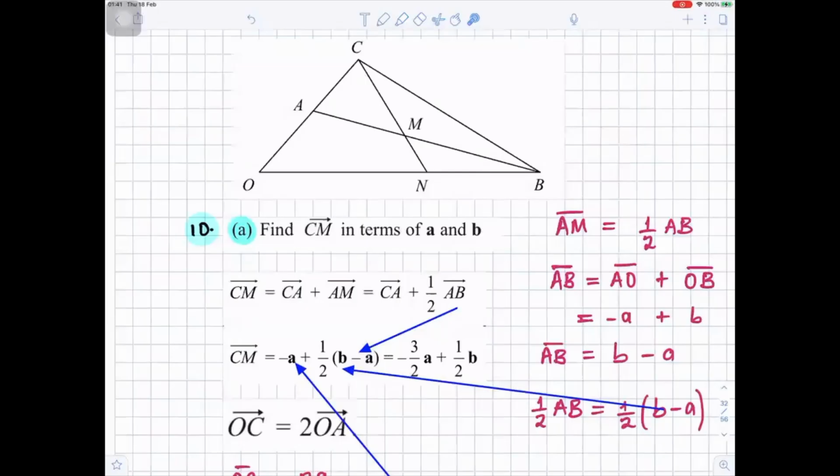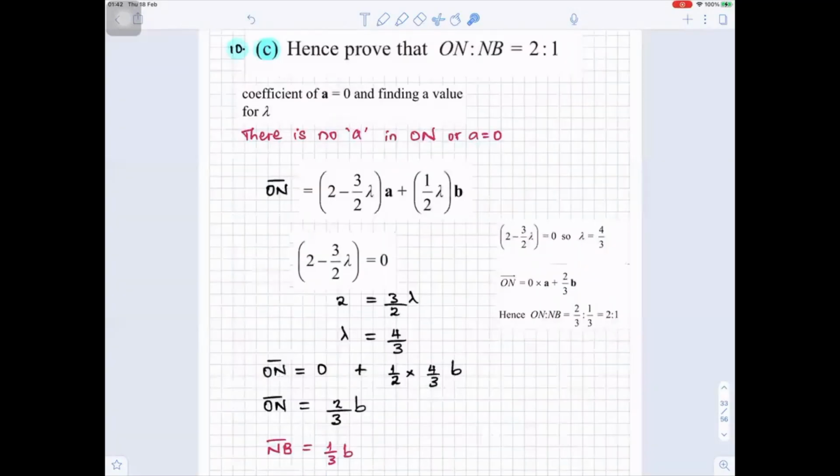And then for part C, if you notice O to N and N to B, they're all on this straight line. They're all related to this B. There is no A in it, so the A part is 0. They only have O to N and N to B. That's the idea we use for part C. Part C says prove that ON to NB is 2:1. The coefficient of A is 0.